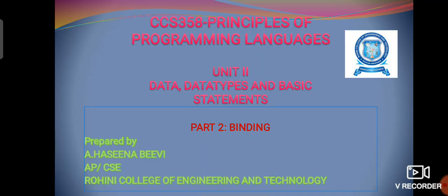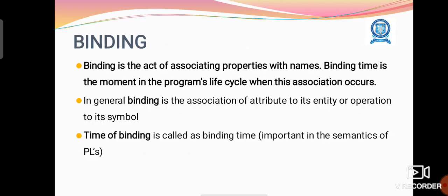This is the video lecture for the topic binding. This is from the second unit of Principles of Programming Languages. Binding is the act of associating properties with names. In programming, binding time is the moment in the program's life cycle when this association occurs. In general, binding is the association of attributes to its entity or operation to its symbol. Time of binding is called binding time.